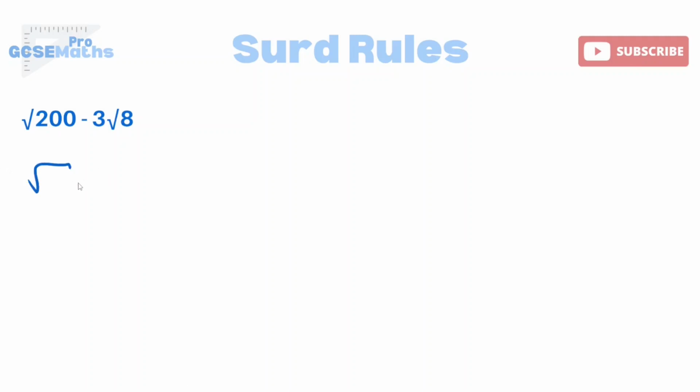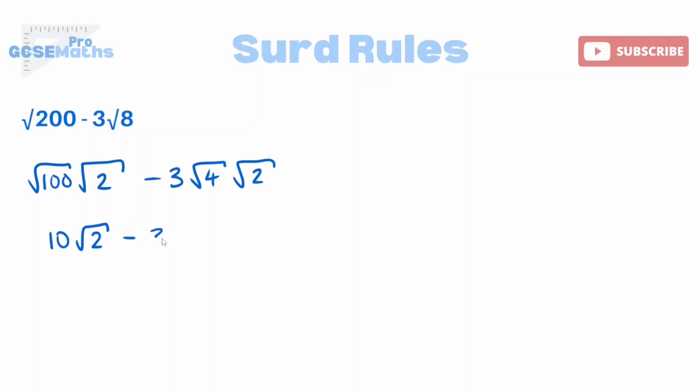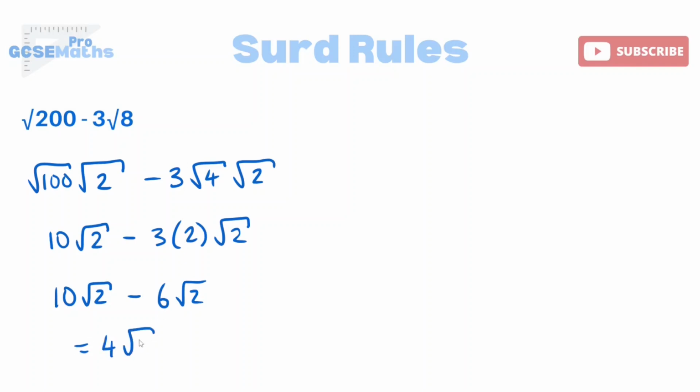So 200, well, we've got 100, which is a square number, and we have to multiply it by 2, minus 3 root 8, and root 8 we need to write it out just so we don't get mixed up. So we've got 4 times 2 is 8. Okay, square root the 100 is 10 root 2, minus 3 times the square root of 4 is 2, and then root 2. Multiply anything that you need to multiply, so the 10 root 2 is fine, 3 times 2 is 6 root 2. If we subtract, 10 minus 6 is 4 root 2.